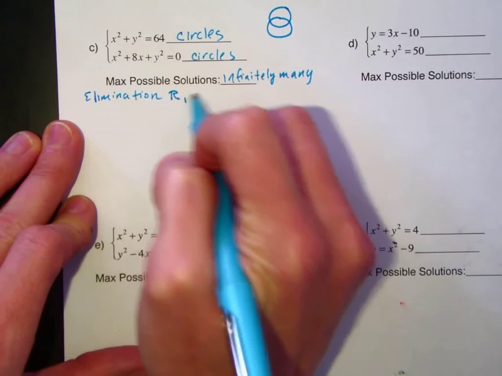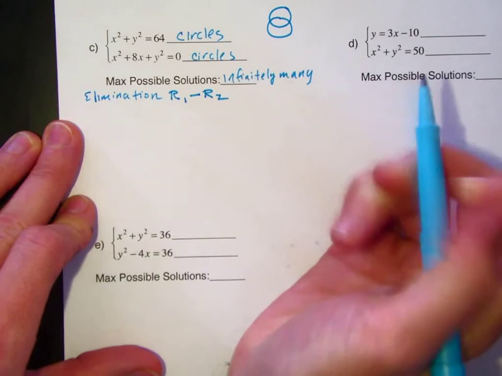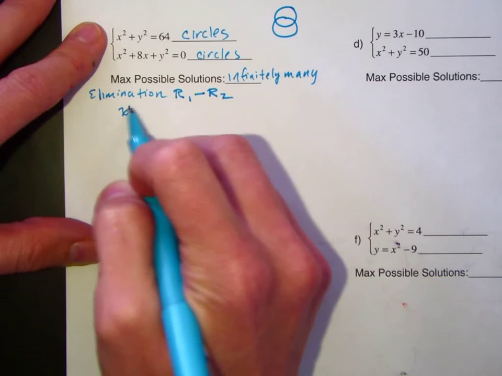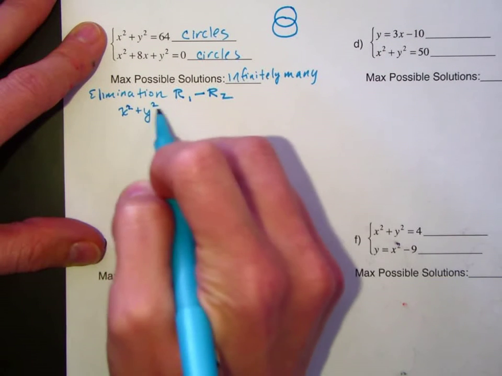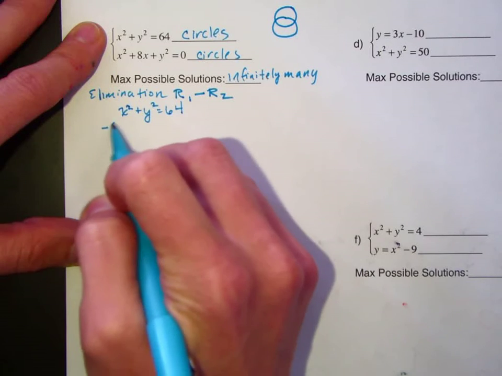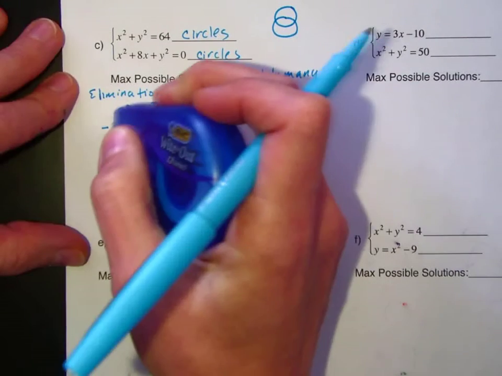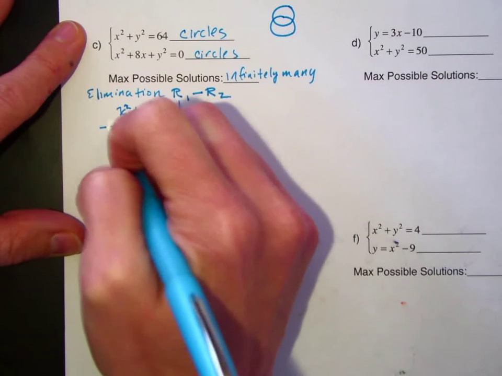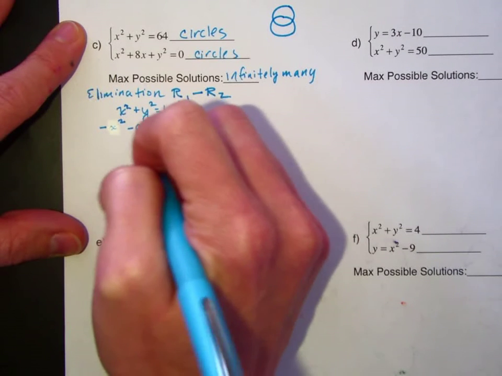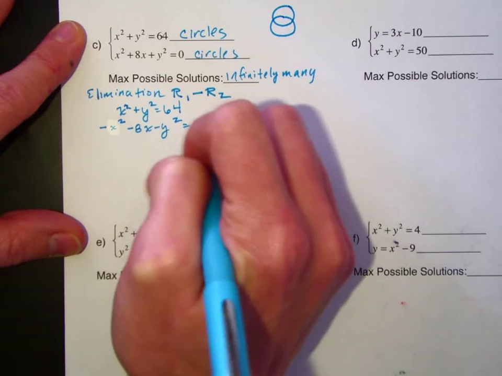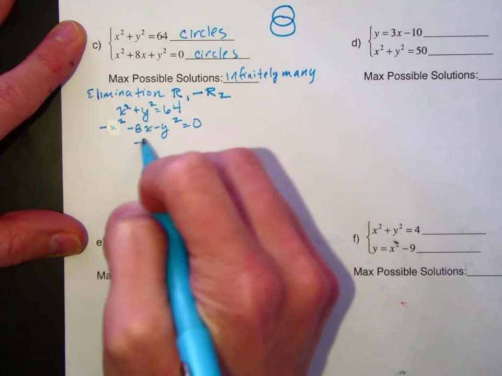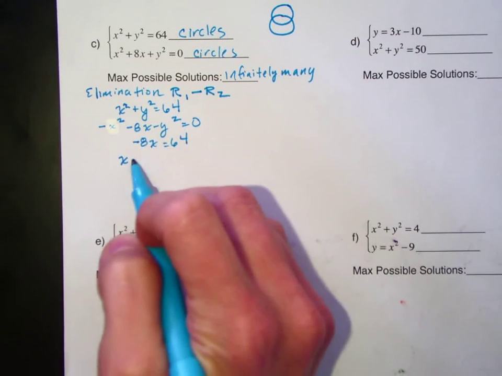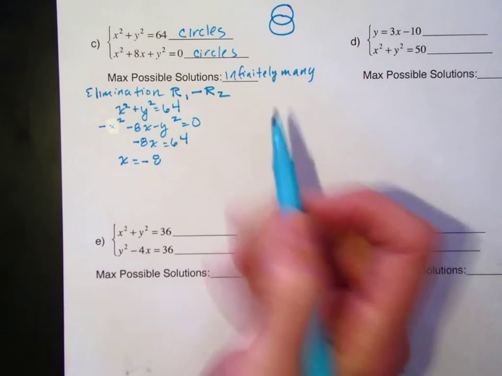We're going to do row 1 minus row 2. So then we get x squared plus y squared equals 64, and then negative x squared minus 8x minus y squared equals 0. So then we get negative 8x equals 64. Therefore, what does x equal? Equals negative 8.